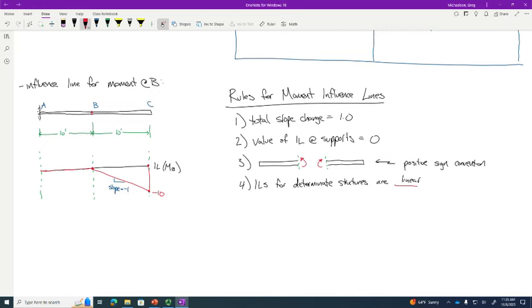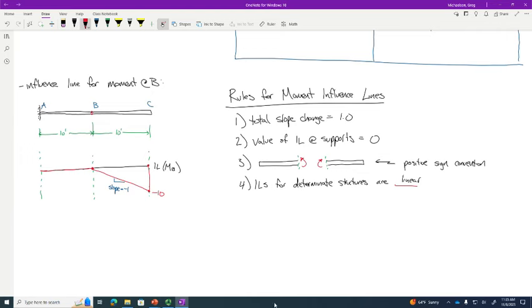Does that make sense? Anybody have any questions on this? I have one other influence line problem I want to show you, but you don't need to do any hand calcs for. Before I do, does anybody have any questions? Okay.